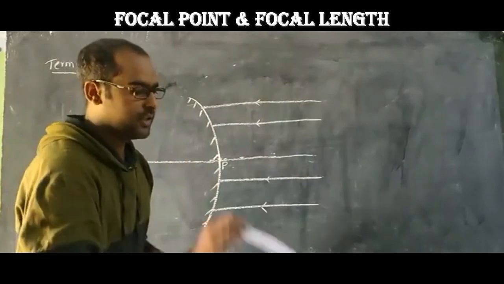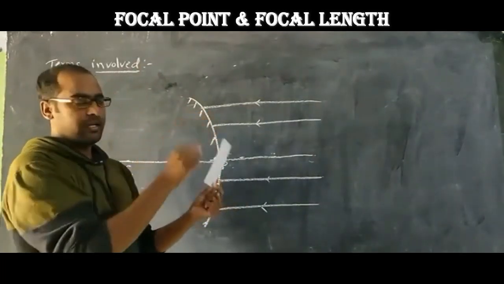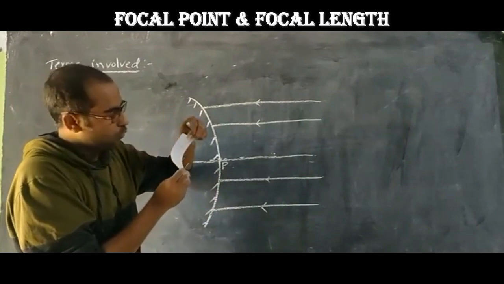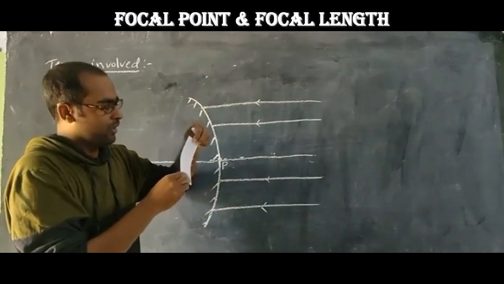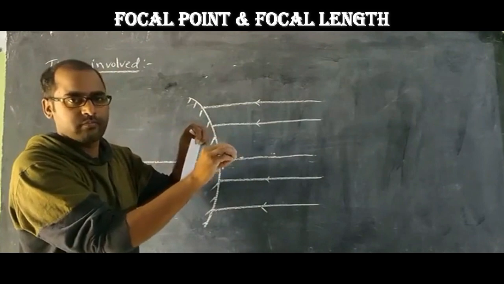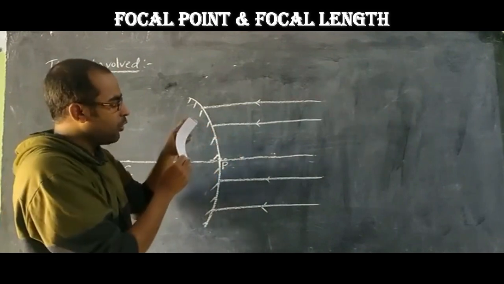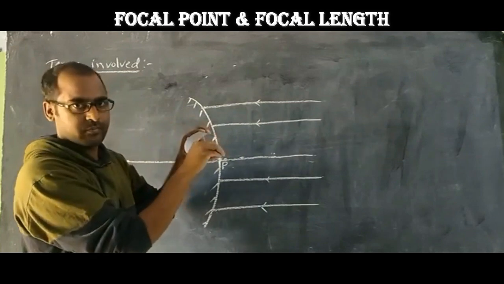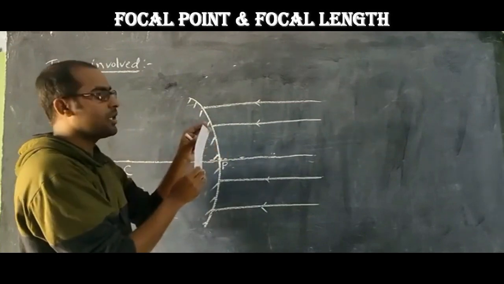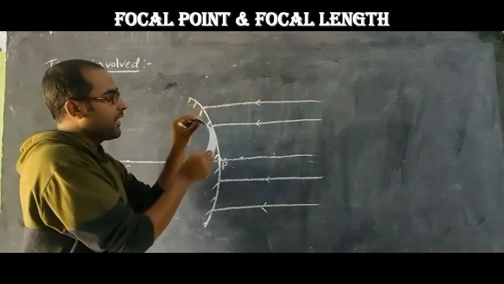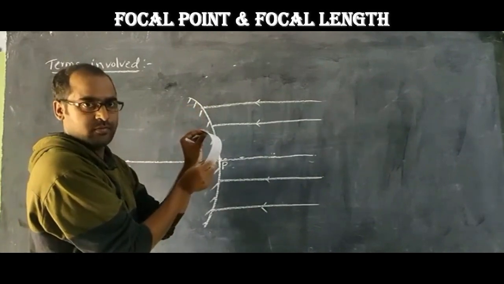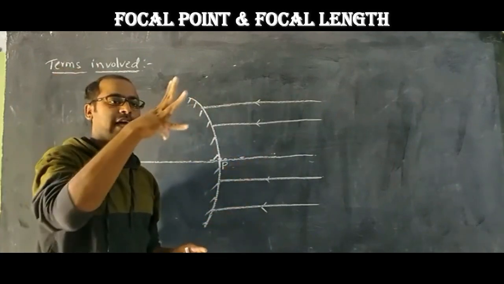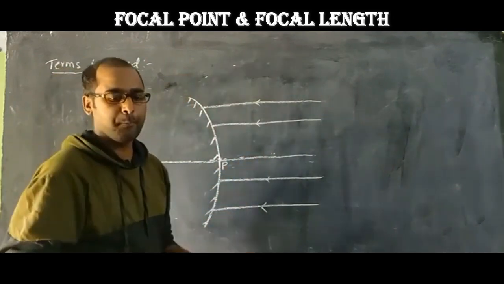If these are the parallel rays, in the previous case they converge to a point. Converge means they all come to one place. The rays that fell on it all came to the same point, they converged. But in this case, what happens? They do not converge to a point, they diverge, meaning they go away from one another. They do not converge, they diverge from the mirror.